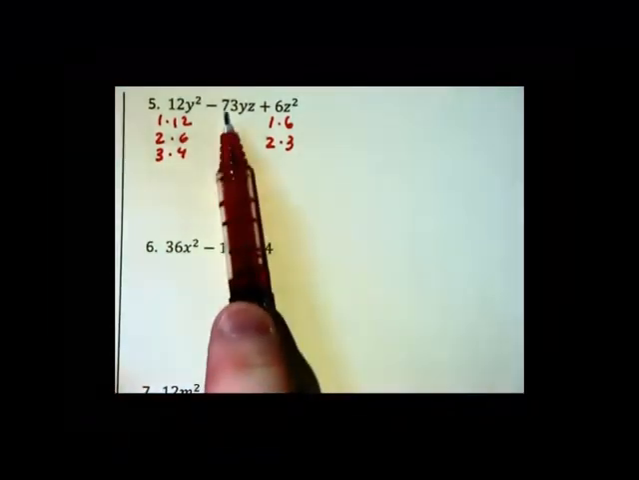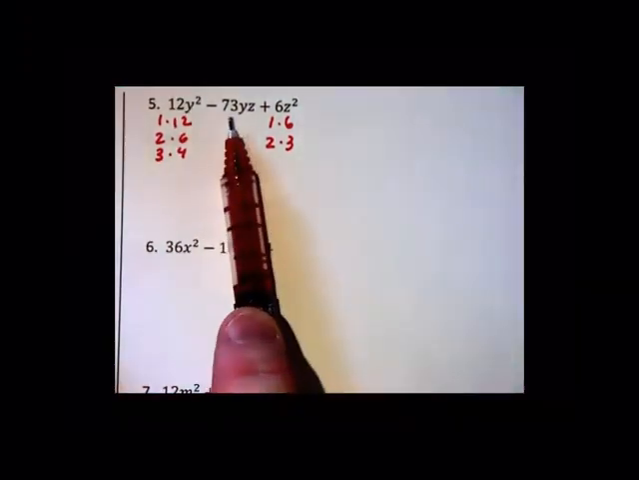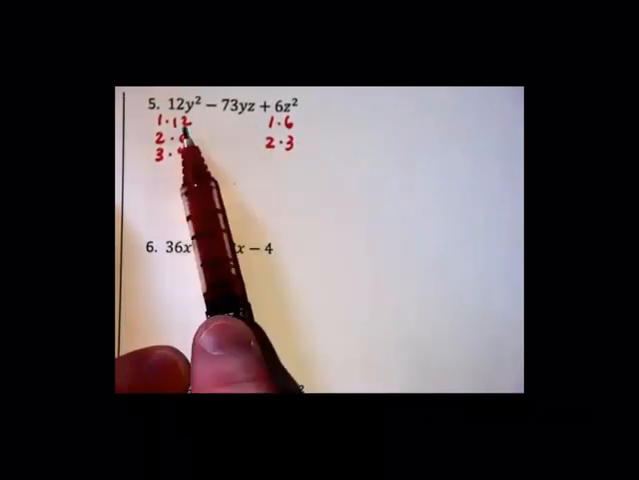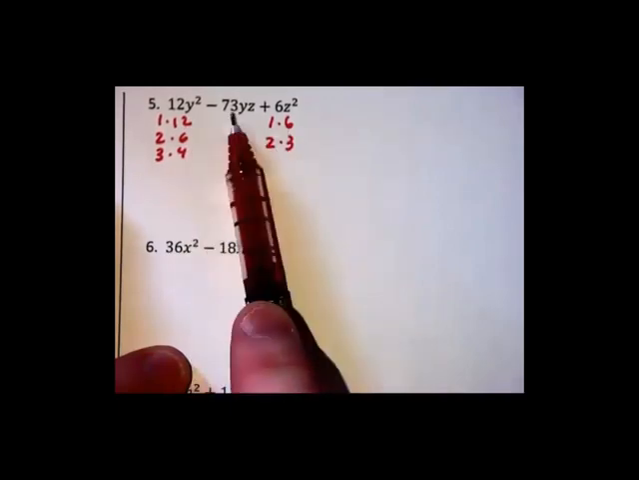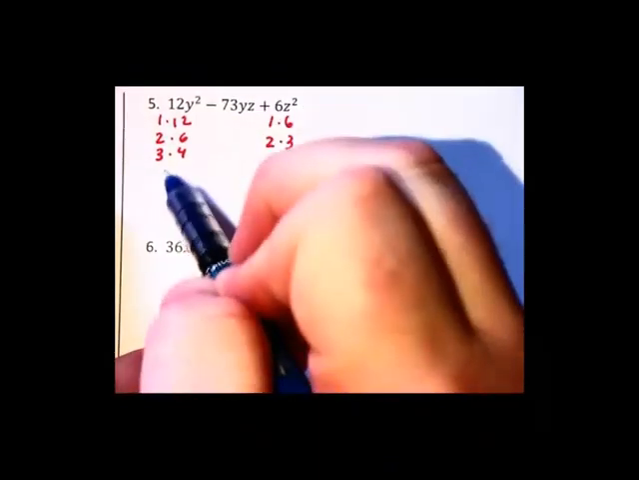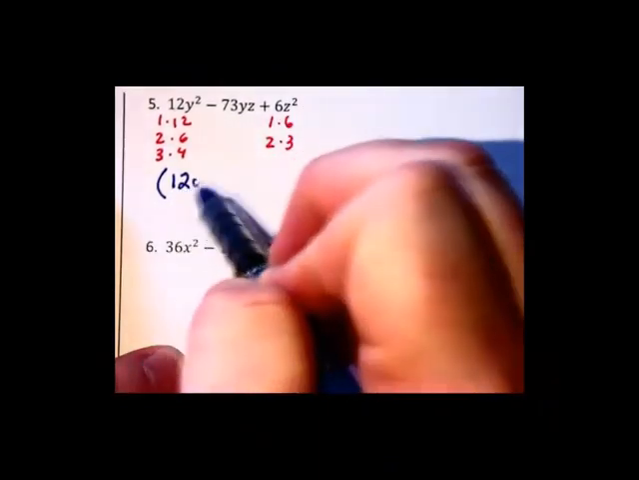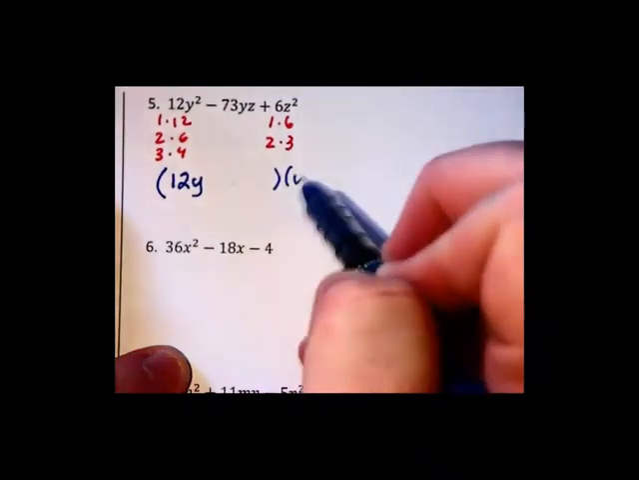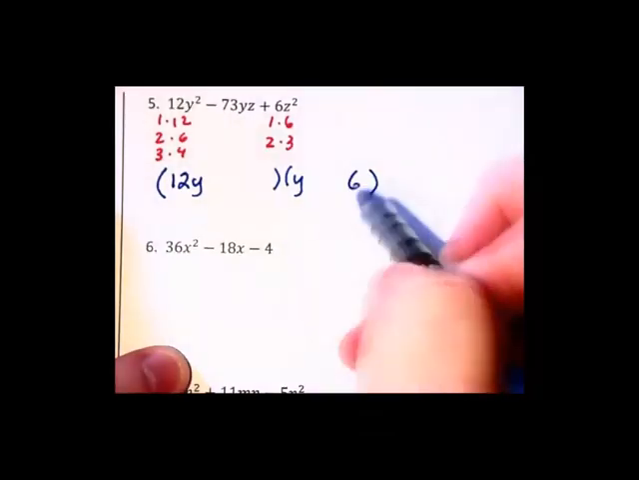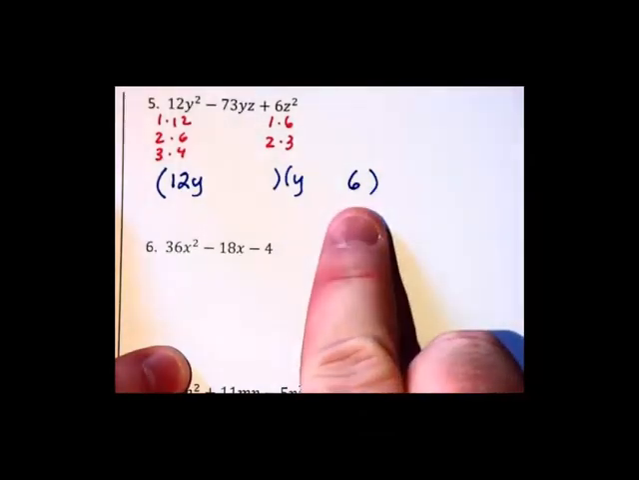However, the 73 is a rather big number. In this case, that big number kind of tells us the 6 and the 12 are going to have to be multiplied together to make 72 to get us close to that 73. So I'm thinking 6 and 12. That tells me I'm going to start with a 12y in one parentheses and a y in the other. And in order to get the 6 times 12, I need the 6 over there on the far right.